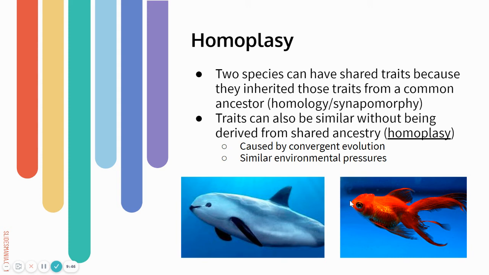Another example could be butterflies having wings and bats having wings. The common ancestor of butterflies and bats did not have wings, but both of them, through the process of natural selection, found wings helpful and evolved them separately. So convergent evolution is when a single trait is selected for in multiple lines of an evolutionary tree. And the result of that is homoplasy.